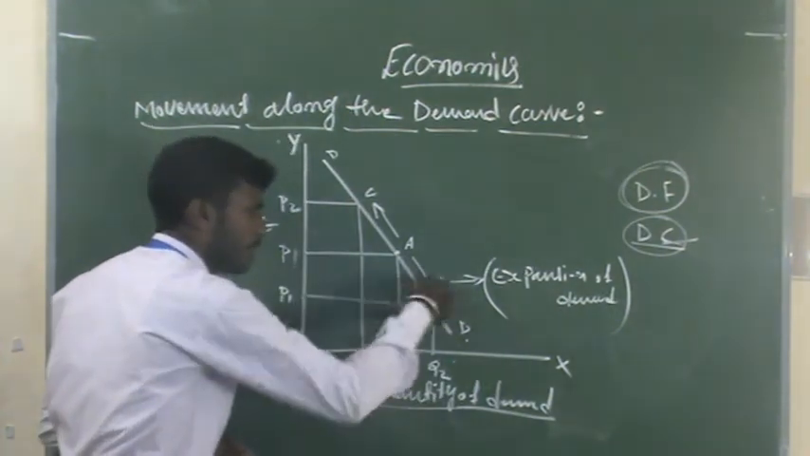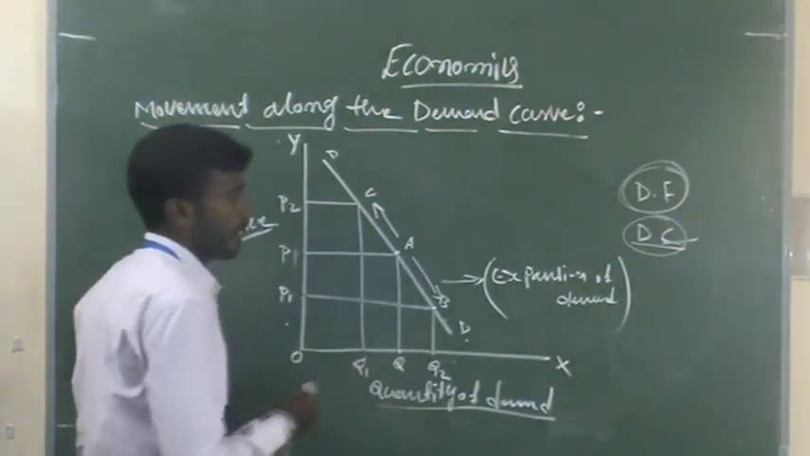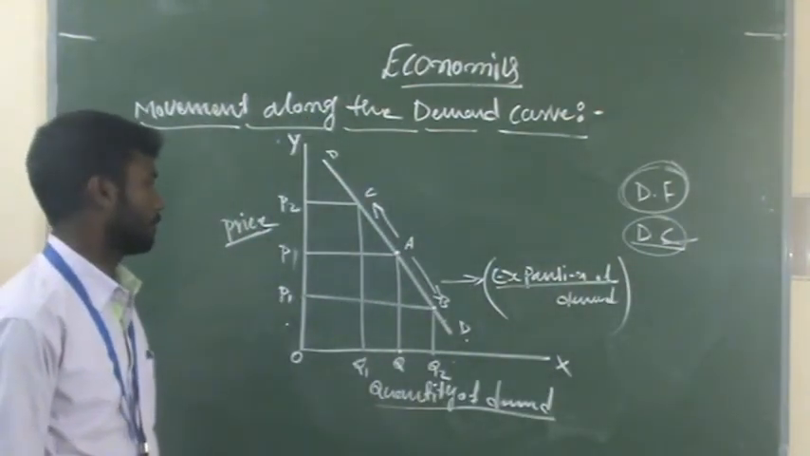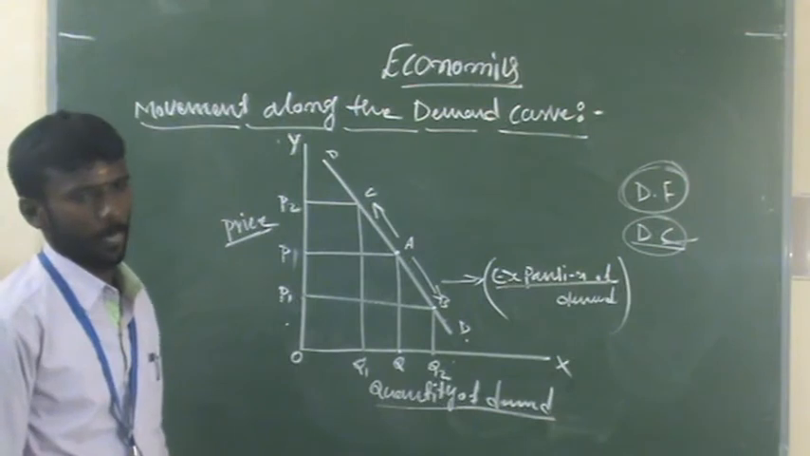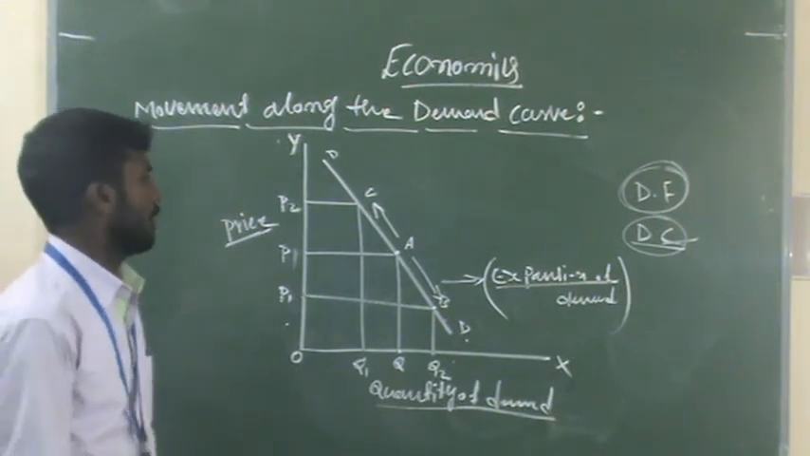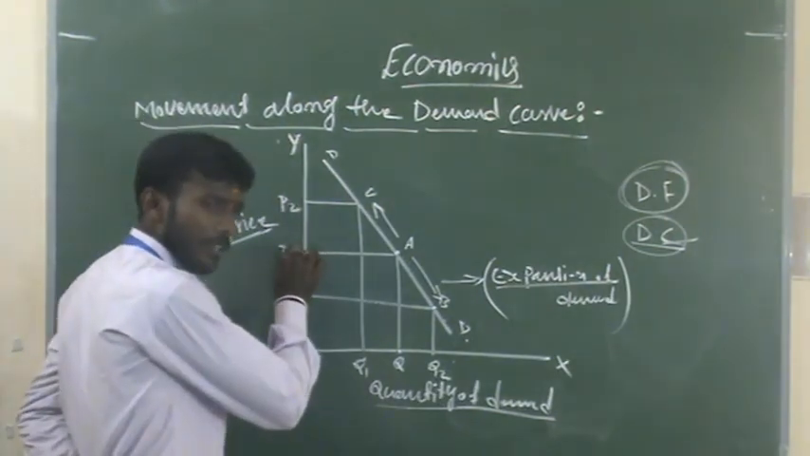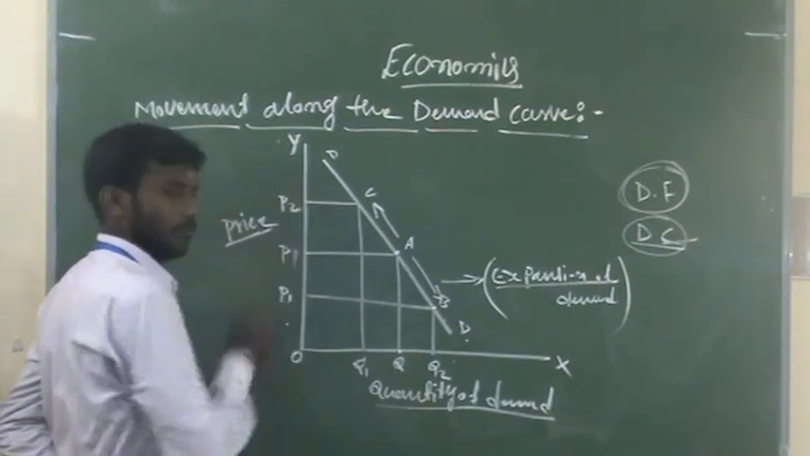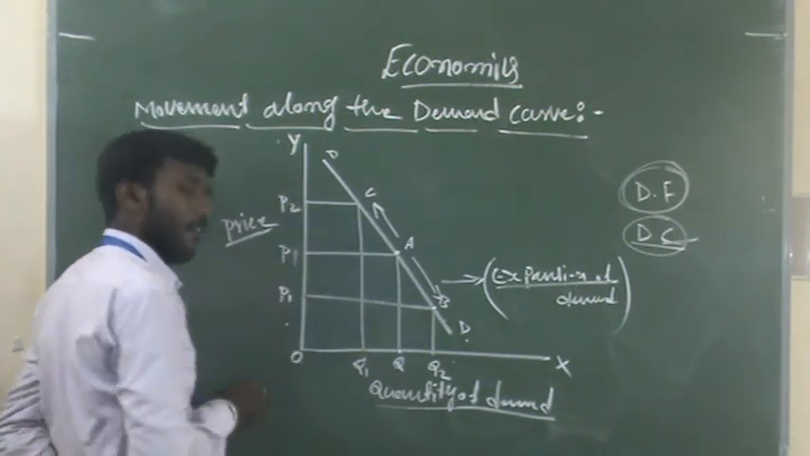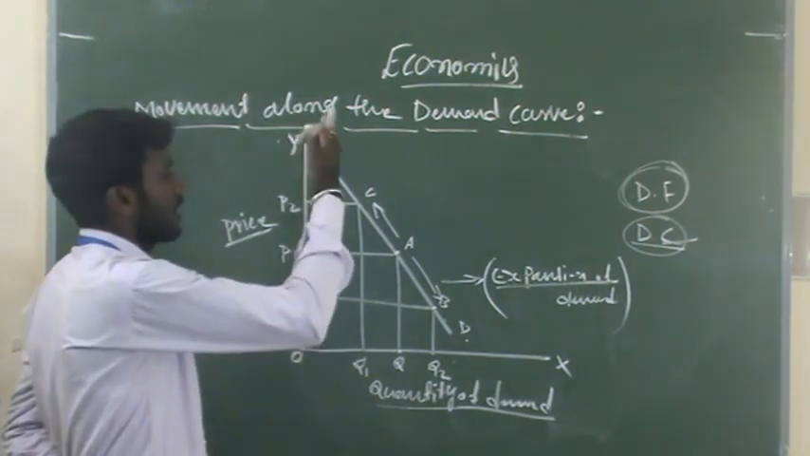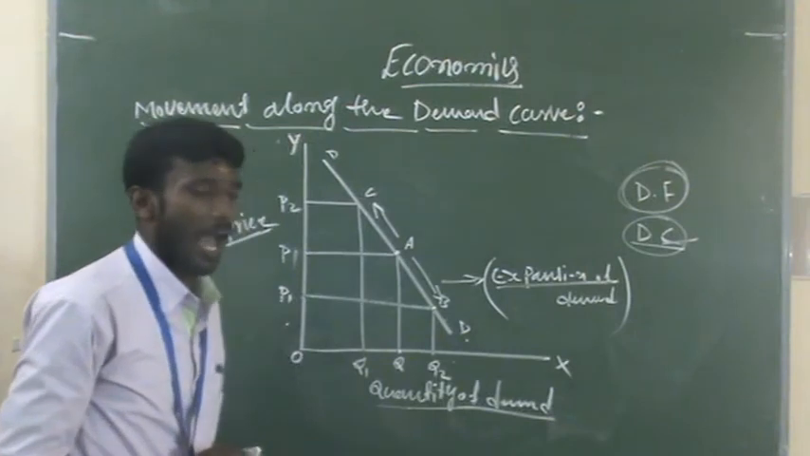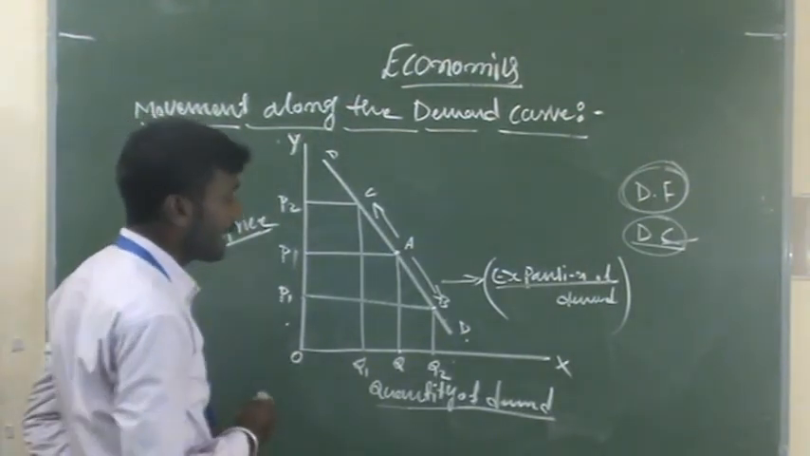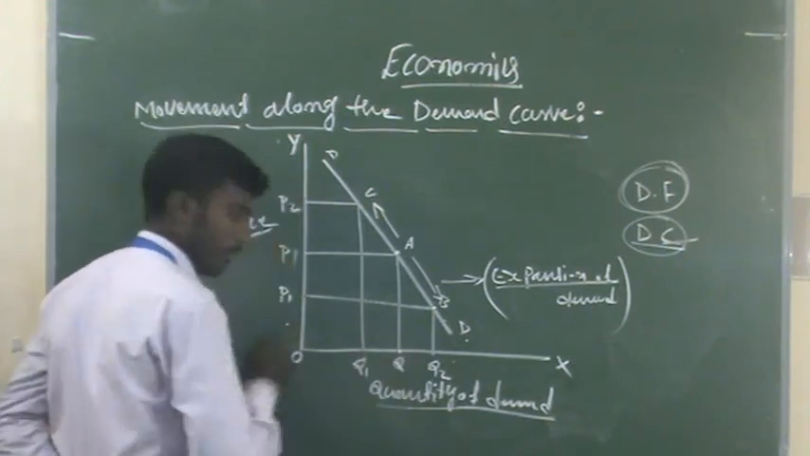In this type of situation, we are going to consider expansion of demand. Suppose when the price of the good in the market increases from P to P2. And in that situation, the quantity demanded of that good decreases from Q to Q1.